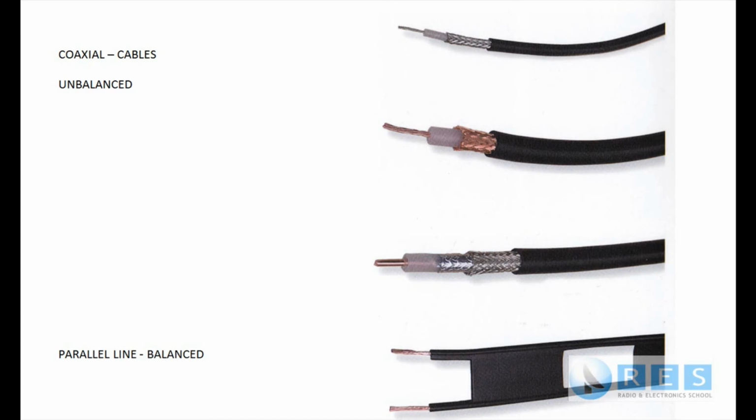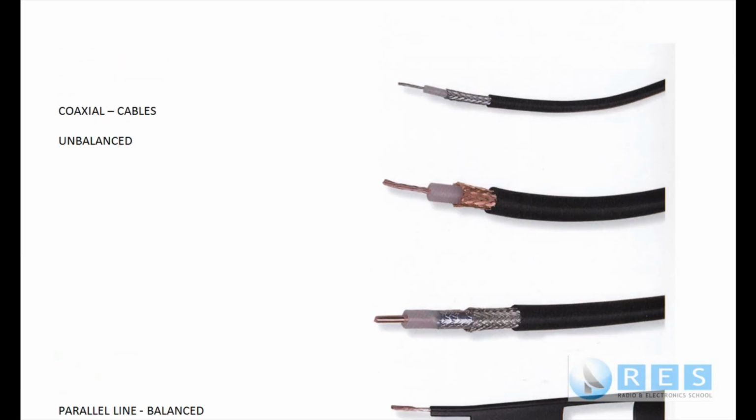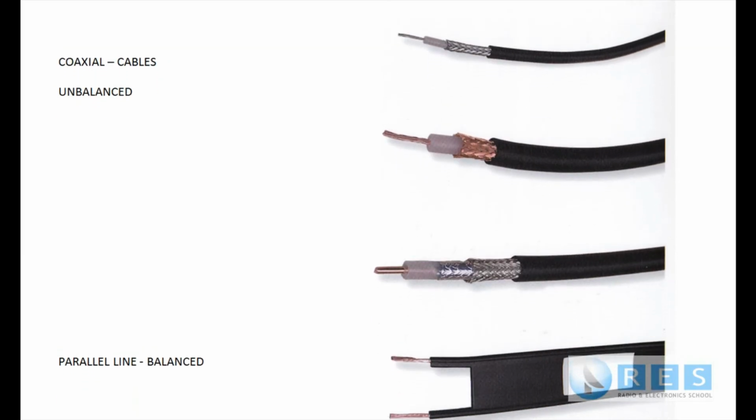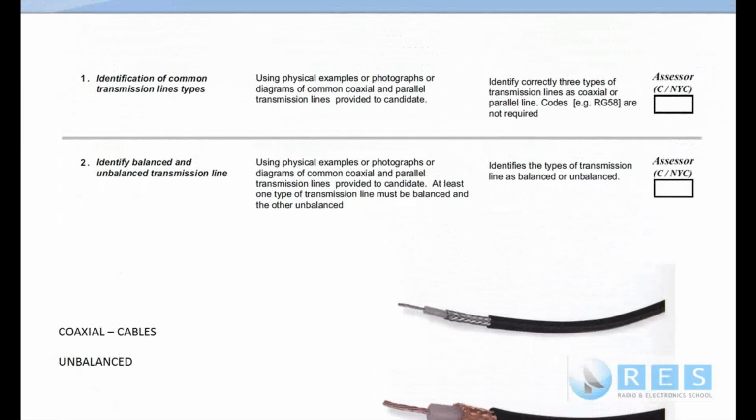If you go on and give additional information, you run the risk of saying something wrong and being graded as not yet competent. So all you need to do for competencies 1 and 2 is identify a coaxial cable as a coaxial cable, identify a parallel line as a parallel line, and know that coaxial cables are unbalanced lines and parallel lines are balanced lines, and you'll have no problem with 1 and 2.